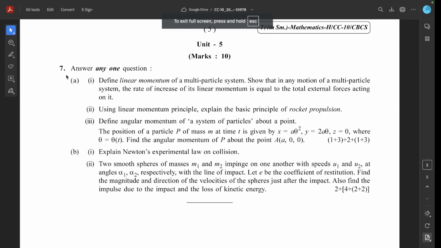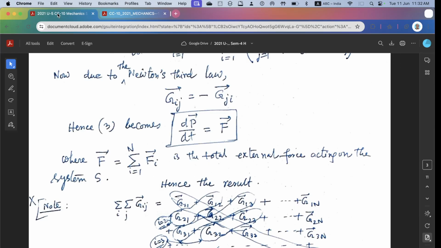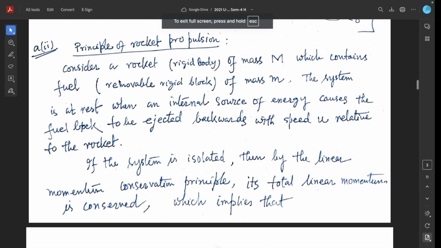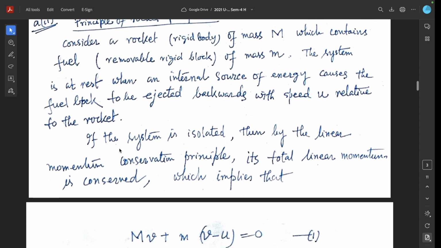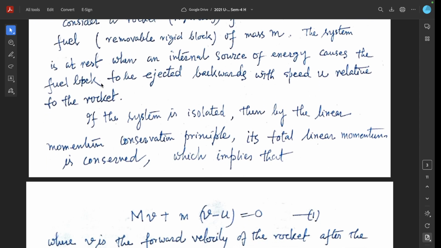Next question, 7a2. Using the linear momentum principle, explain the basic principle of rocket propulsion. Consider a rocket, which is a rigid body of mass capital M, which contains fuel, a removable rigid block of mass small m. The system is at rest when an internal source of energy causes the fuel block to be ejected backwards with speed u relative to the rocket.